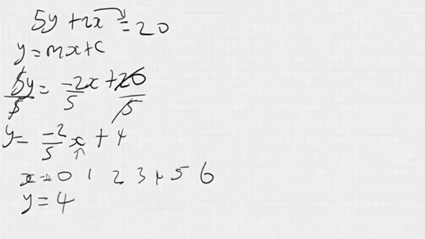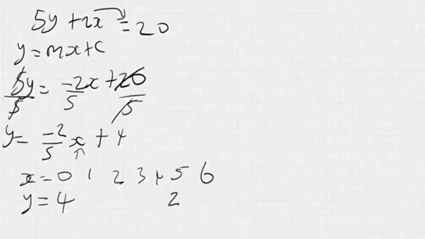Now if you plug in 1, we are going to get a fraction or a decimal. We don't want a decimal, so let's check 2. When we plug in 2, the same thing. Let's check 3. When we plug in 3, we still get a fraction. When we plug in 5, 5 will not give us a fraction. Minus 2 times 5 gives us -10. -10 divided by 5 gives us -2. Now -2 plus 4 gives us 2. So we're going to have 2 here.